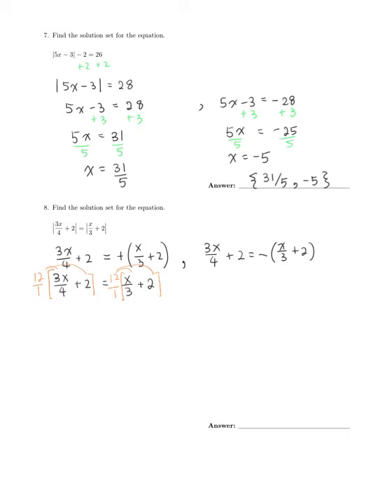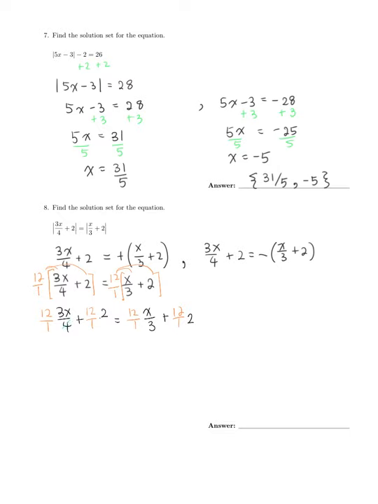So this is the same thing as 12 over 1 times the 3x over 4 plus 12 over 1 times 2. But 2 is the same thing as 2 over 1, but let me just keep it as a 2. And that's going to equal, now I'm going to distribute 12 over 1 times x over 3, and then plus 12 over 1 times 2. So now let's just keep doing this.